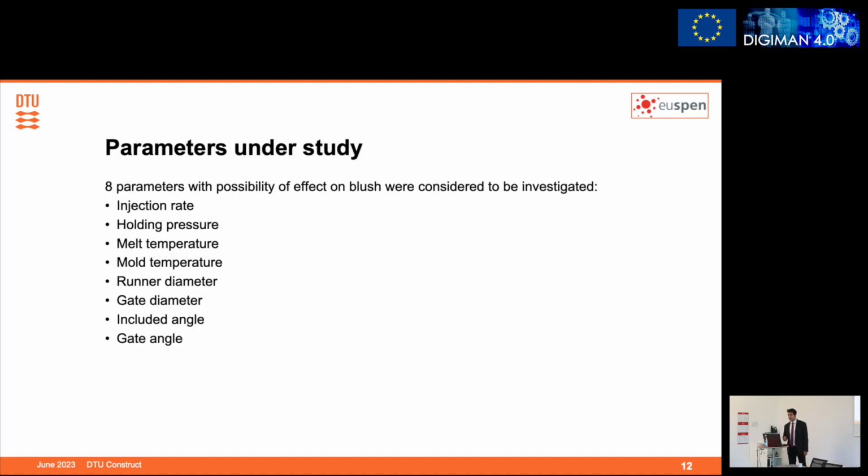And we considered 8 different input factors to be studied, to see the effect of each of these factors on blush defect, and also to see if they are effective on blush defect or not. The factors are injection rate, holding pressure, melt temperature, mold temperature, runner diameter, gate diameter, included angle, and gate angle. So some of them might be effective, some of them might not.